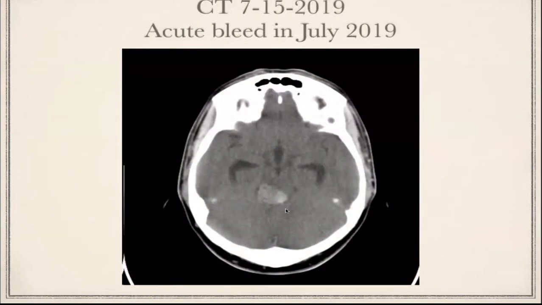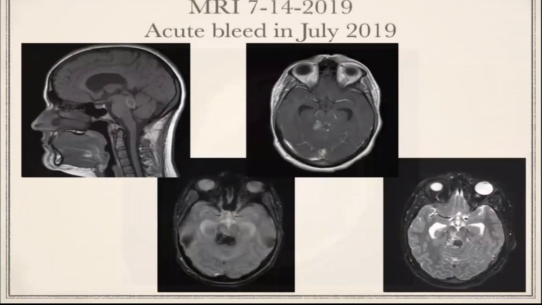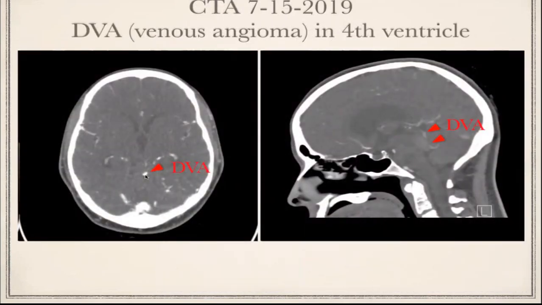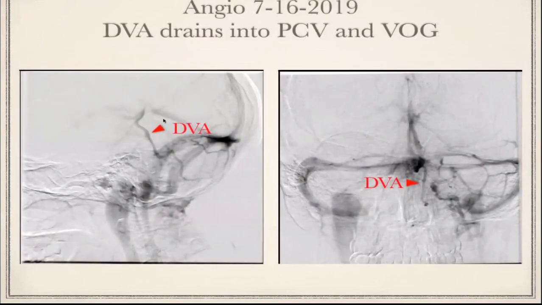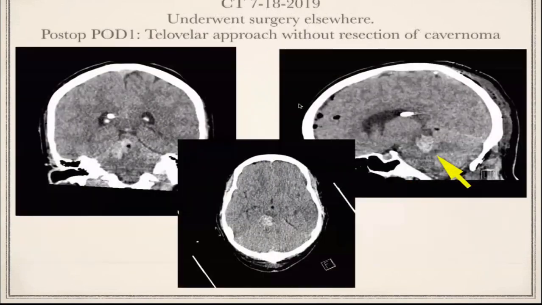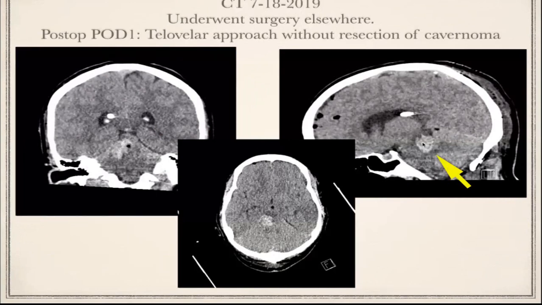This was her original bleed, in July 2019. And you will see a DVA. Look at the DVA here, it drains into the precentral cerebellar vein. And here it is on angiogram, a beautiful DVA. That is totally in the way of doing a telovelar approach. Plus, it's too high. The lesion is too high.